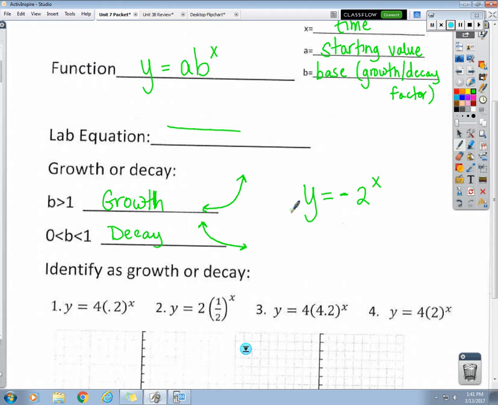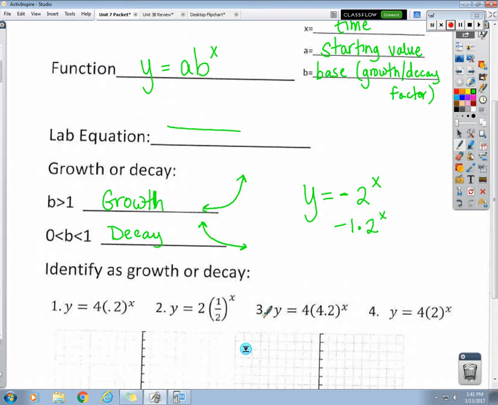Two. Is it negative 2? No, because I just told you that the B value will never be negative. So what's negative? The A value. There's always an A out front, so this is technically negative 1 times 2 to the x power. Your A value is negative 1, which will cause a reflection. The B value is 2, though, which is a growth.